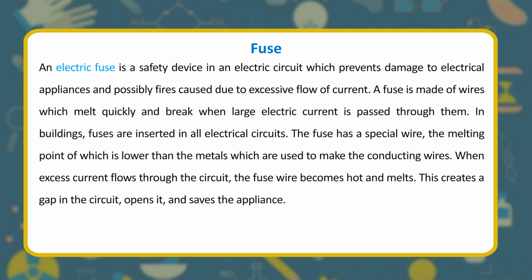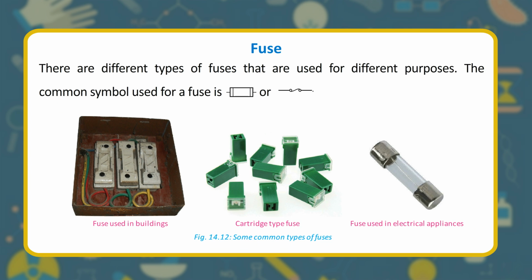The fuse has a special wire, the melting point of which is lower than the metals which are used to make the conducting wires. When excess current flows through the circuit, the fuse wire becomes hot and melts. This creates a gap in the circuit, opens it, and saves the appliance. There are different types of fuses that are used for different purposes. The common symbol used for a fuse is shown. Fuse used in buildings. Cartridge type fuse. Fuse used in electrical appliances.